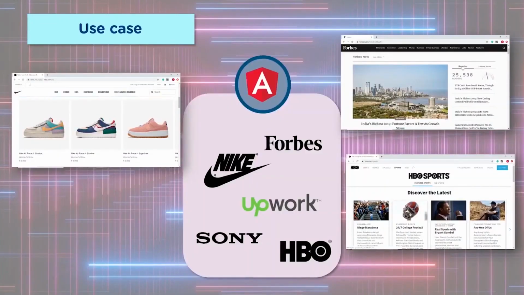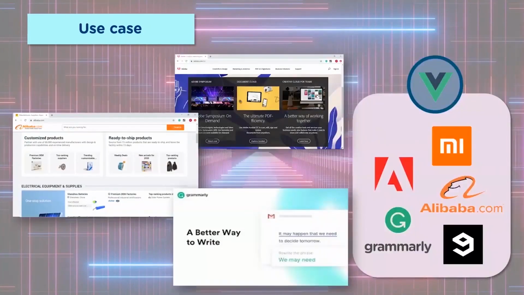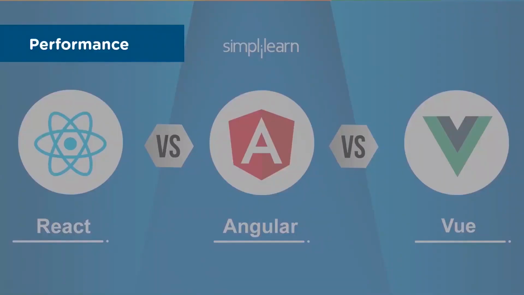On the other hand, we have Angular that is used by Nike, HBO, Forbes, Sony. And Vue is commonly used by Alibaba.com, Grammarly, 9gag and Adobe. Moving on, we have performance. Now performance is a very crucial feature.